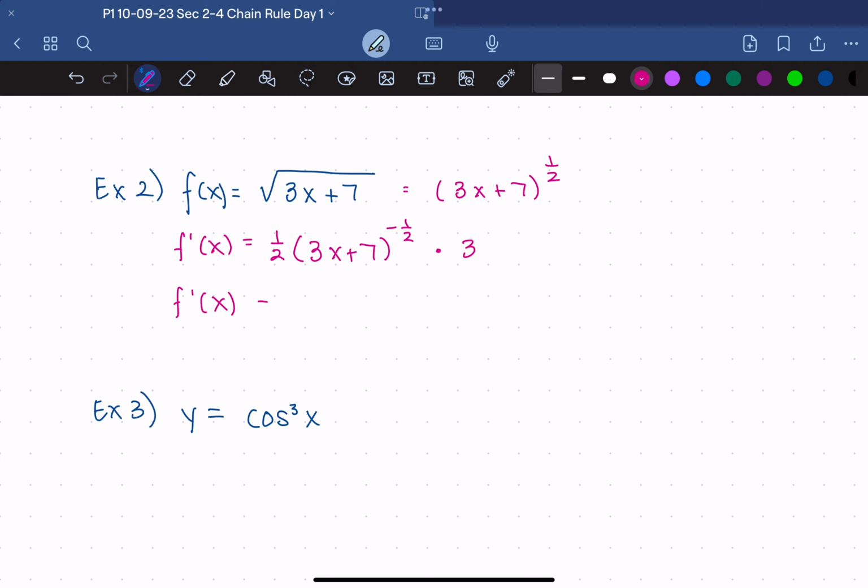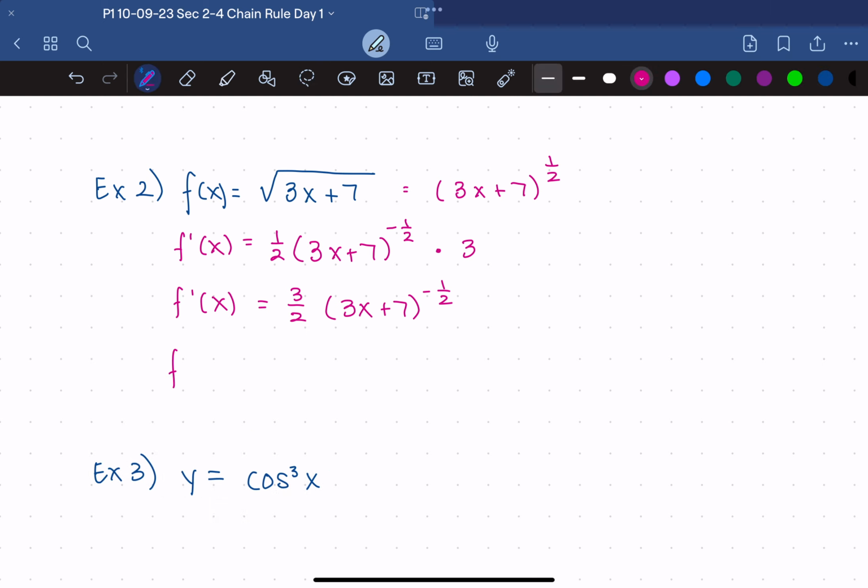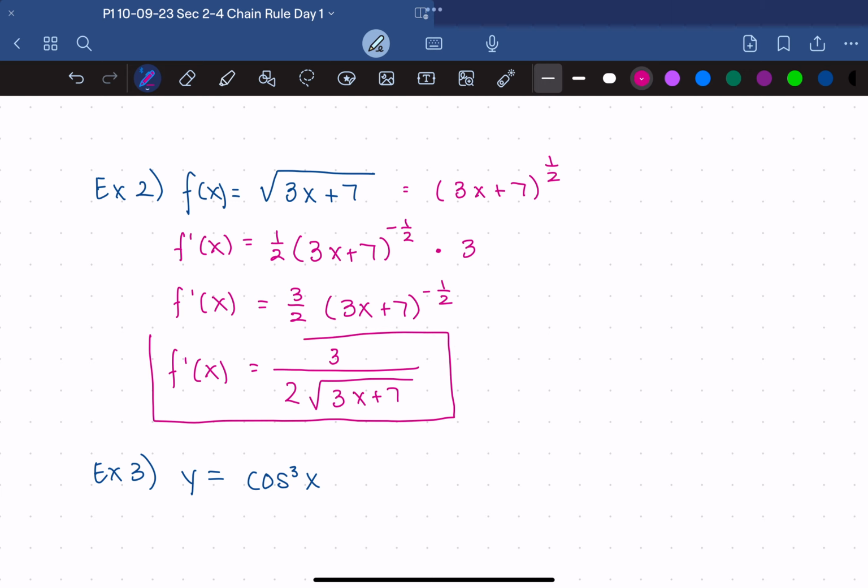We can then either write our answer as 3/2 times 3x plus 7 to the negative 1/2, or we could put that 3x plus 7 to the 1/2 in a fraction in the denominator because it's a negative exponent, and I can even make it a square root. Honestly, you could leave your answer either way. I'm going to go ahead and box the last one. You can leave it as a line above.